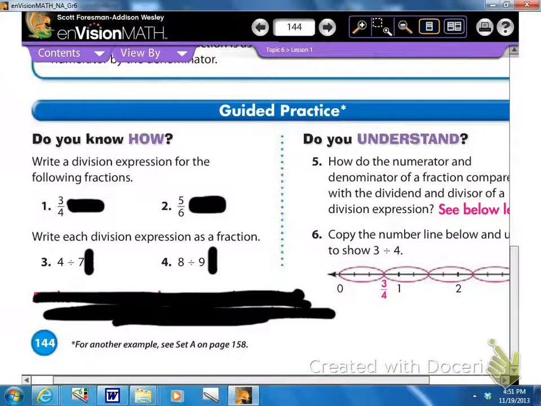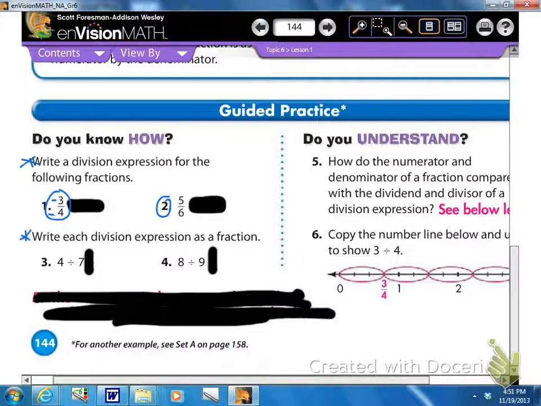Okay, here's what you're doing for homework. Oops, let me get an example here. Alright, so write a division expression for the following fraction. So we're going to take this fraction, 3/4, and write it as a division problem. And remember, I said it's always the numerator divided by the denominator. So see if you can do it, pause it, and you'll do the same thing for number 2. Write these as division problems, numerator divided by denominator. And then down here, write each division expression as a fraction.